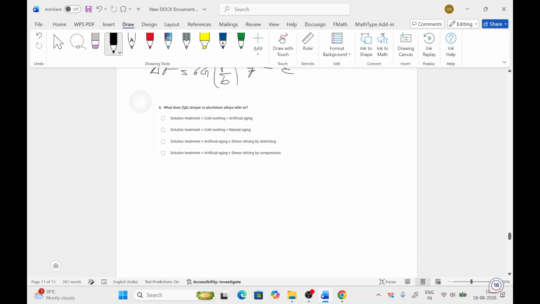Next question is, what does T651 temper in aluminum alloy refer to? So it is the solution treatment plus artificial aging plus stress relieving by stretching to remove compressive residual stresses.